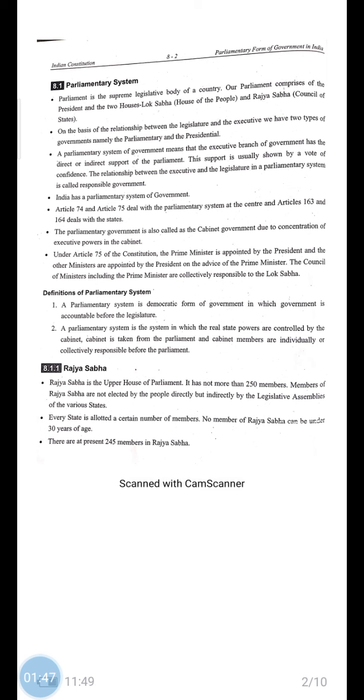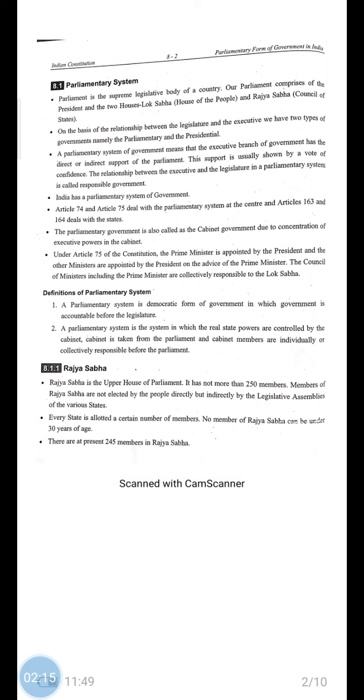In the state government, they have the Vidhan Sabha. Some states like Punjab and Rajasthan also have the Vidhan Parishad, but in Gujarat only one house, the Vidhan Sabha, is considered. On the basis of the relationship between the legislature and the executive, we have two types of government, namely parliamentary and presidential.